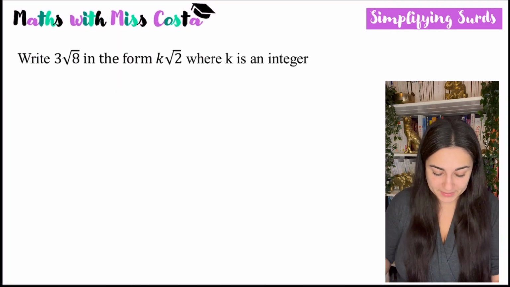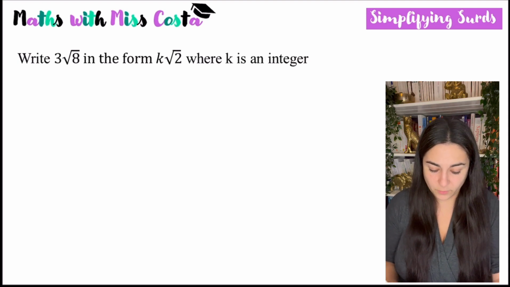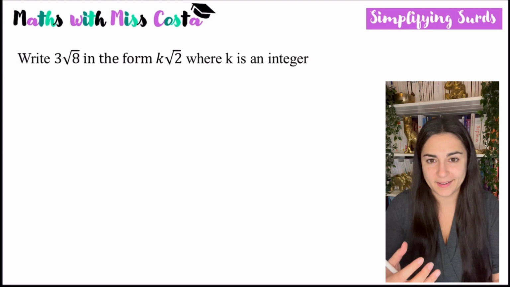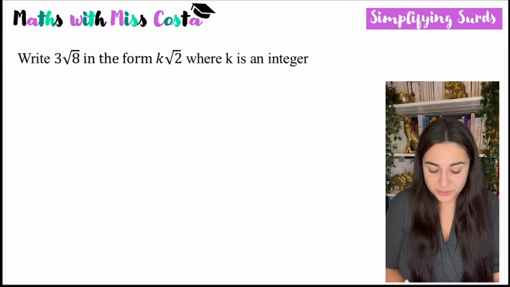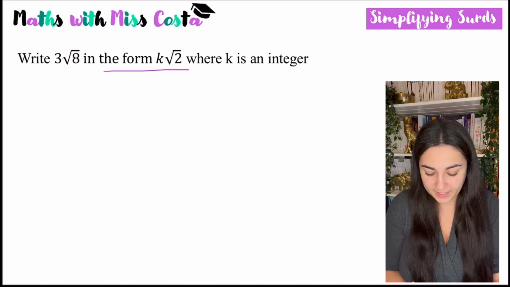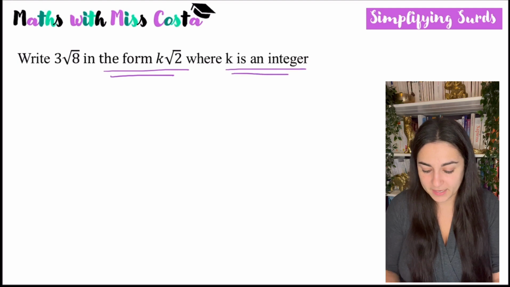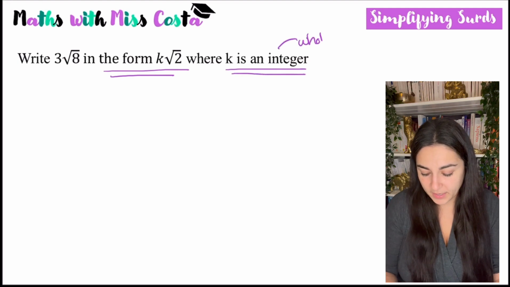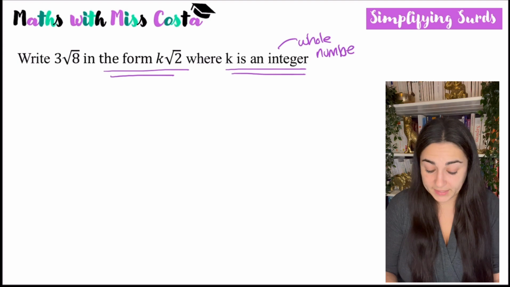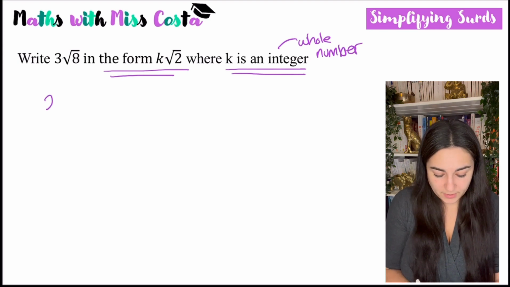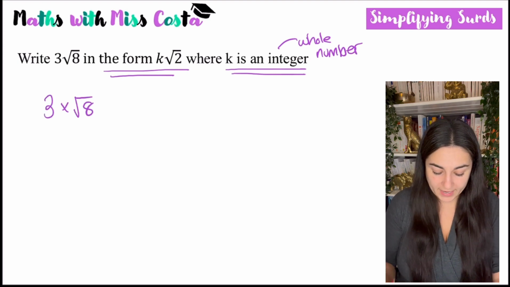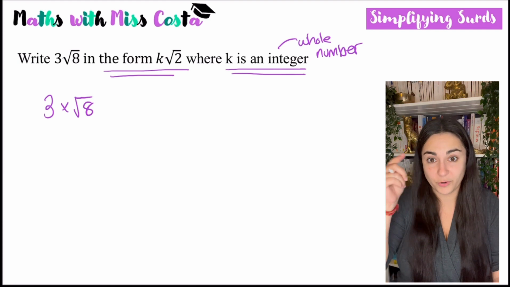So now let's go and do some slightly trickier ones. So here we've got, right, 3 root 8 in the form k root 2. So they've already given you the surd and they're asking you to simplify it. Don't be put off by words like this: in the form where k is an integer. Remember, integer just means whole number. And they're just asking you to simplify it even further. So 3 root 8 means 3 times root 8. You know you want to get it in the form root 2.